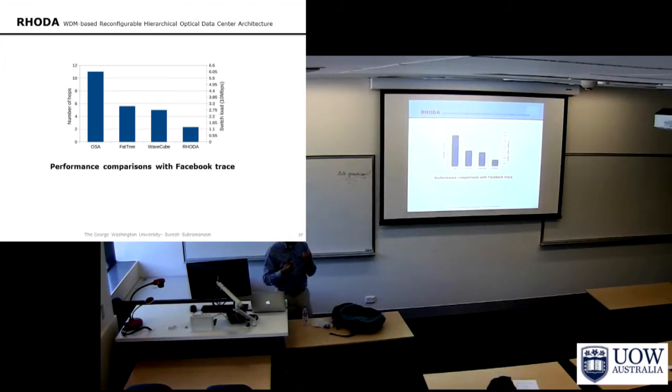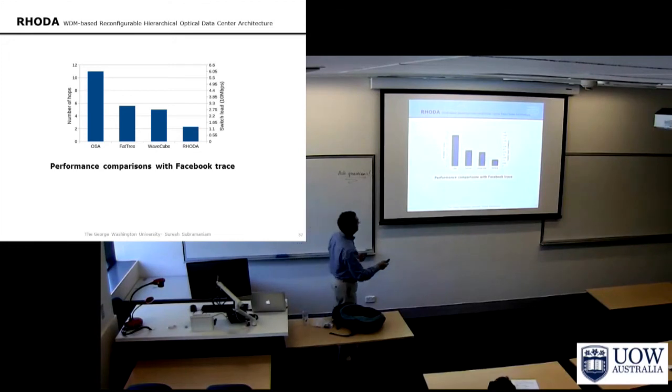If a ToR switch is going to switch traffic on behalf of other racks, then that shouldn't be too high, because that becomes the bottleneck. Okay? So it turns out that that is also pretty low.